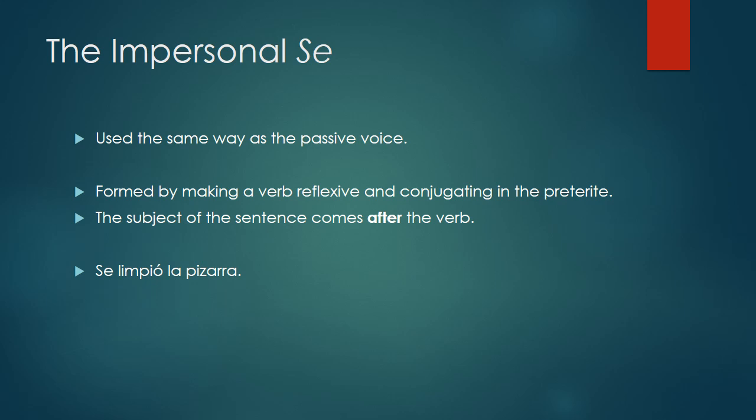Impersonal se is another way to use the passive voice in Spanish and has the exact same meaning. To make the impersonal se, you make the verb reflexive and conjugate it in the preterite. The subject of the sentence comes after the verb. So my example is, se limpió la pizarra. That means the board was cleaned. All we had to do was make limpiar reflexive.